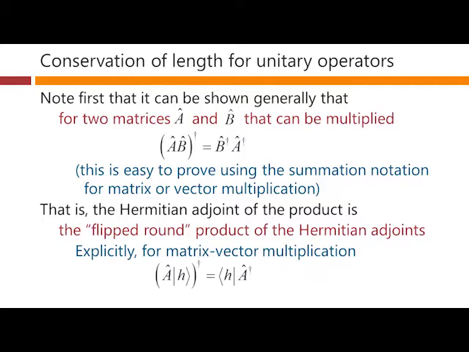And explicitly for matrix vector multiplication, because vectors are just special cases algebraically of matrices, if we take the Hermitian adjoint of A operating on this ket vector here, then the result will be the bra vector, which is the Hermitian adjoint of the ket vector, times the Hermitian adjoint of the operator A.